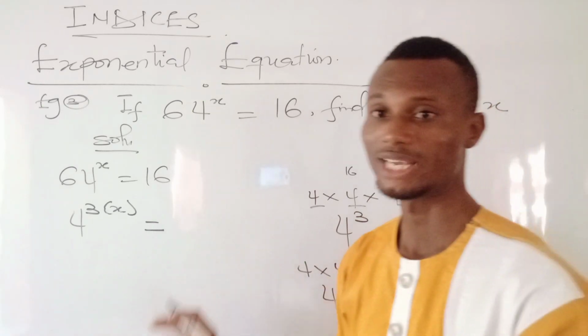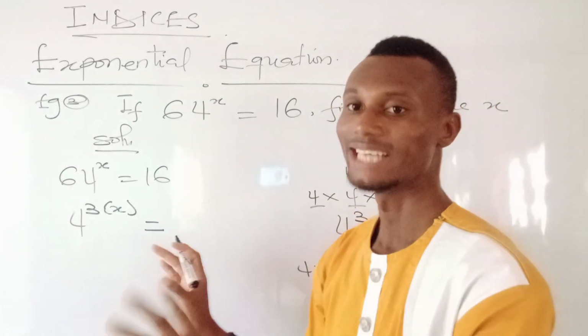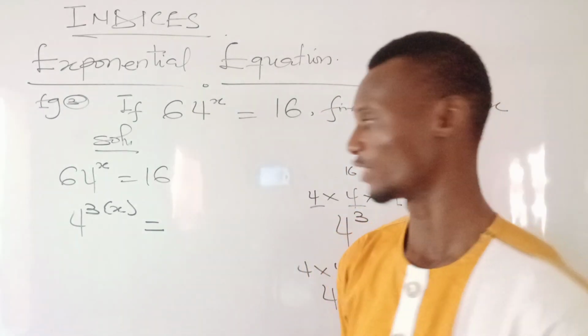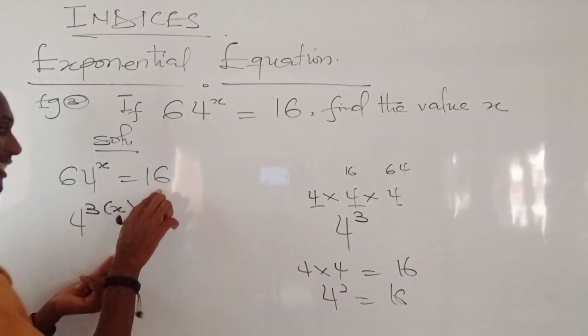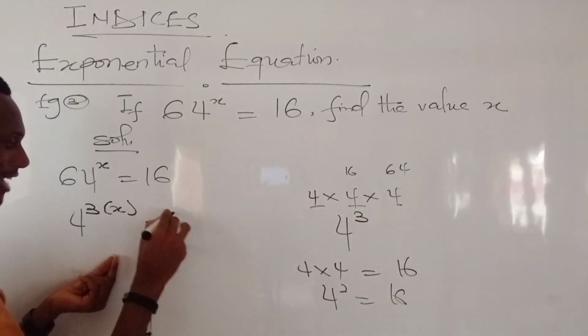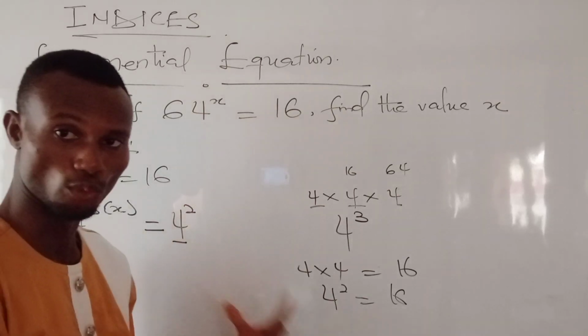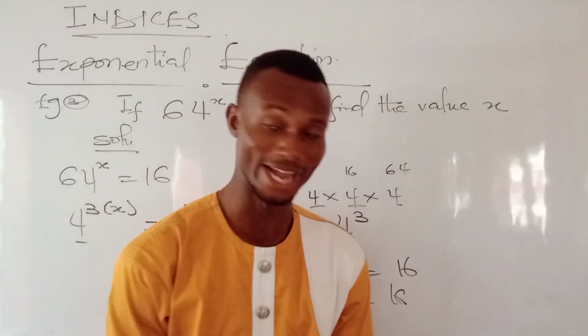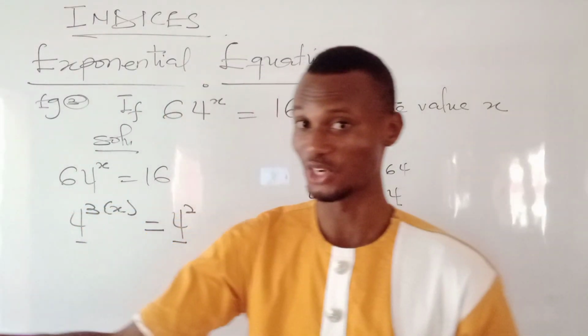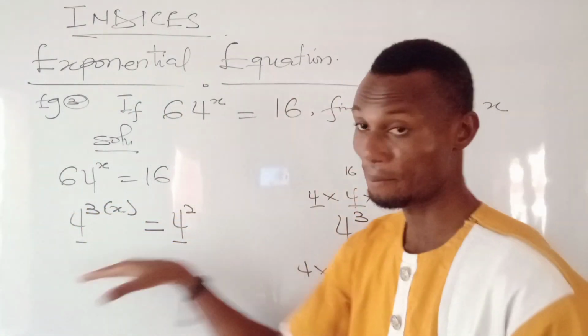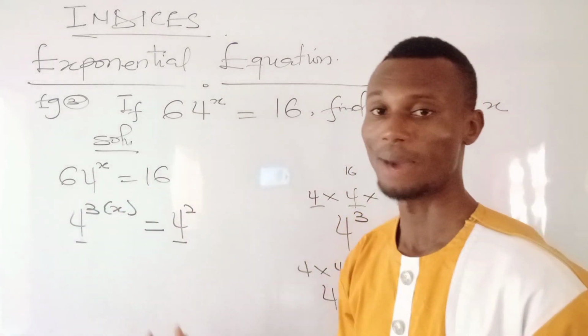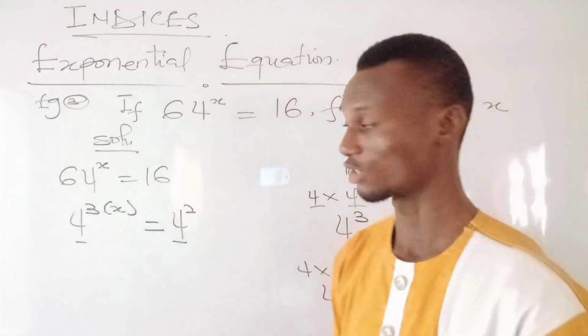Because they need to get the same base, then we can equate the powers. So let's go ahead and do that. So this 16, I'll write as 4 to the power 2. Now you can see they have the same base, so we can now equate the powers. The law that we learned in the previous videos says that when they have the same base, you can equate the powers. So we are applying that law here.